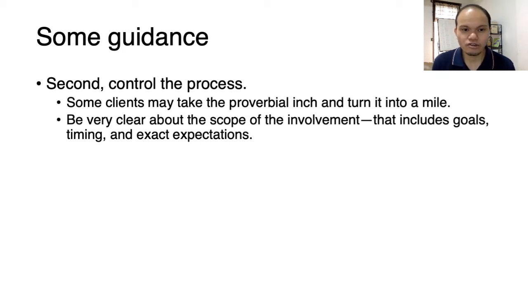So by being clear about the scope, that includes your goals, your targets, your deliverables. That also means the timing: when you expect to do all these things, and what the exact expectations are, down to the last detail. What are they supposed to see after all this? What are they not going to see? Even the things that are excluded, you have to be explicit about them as well.